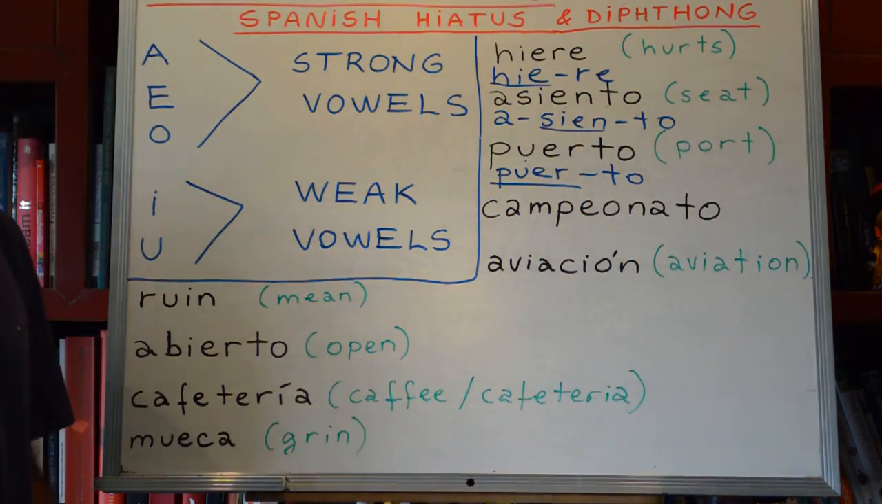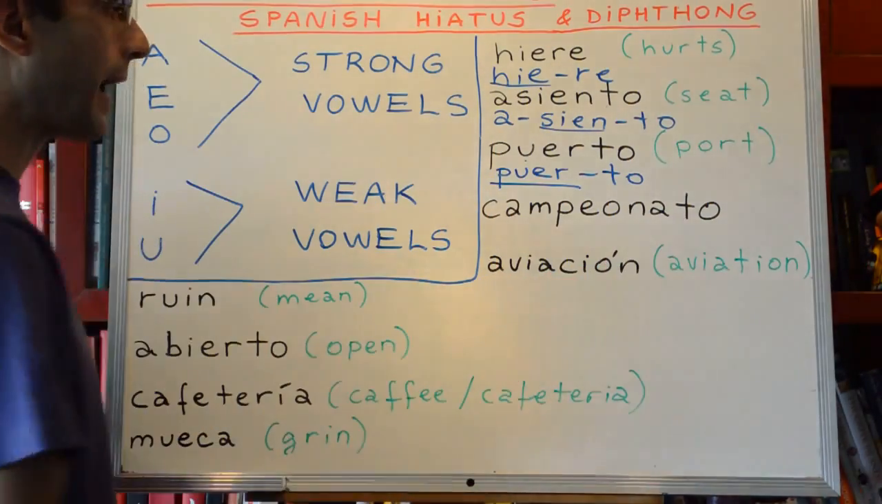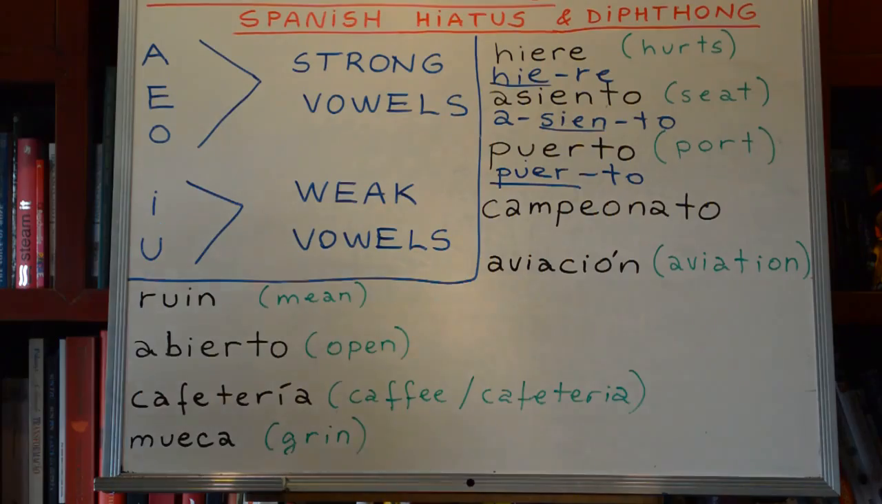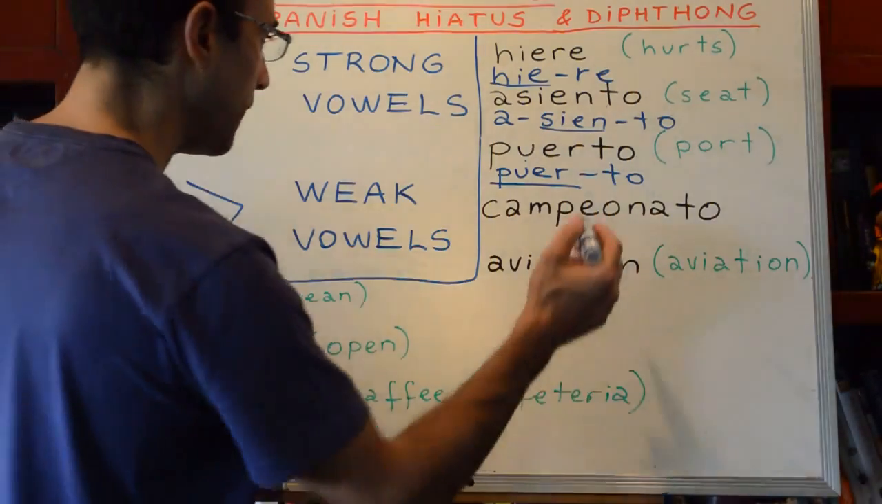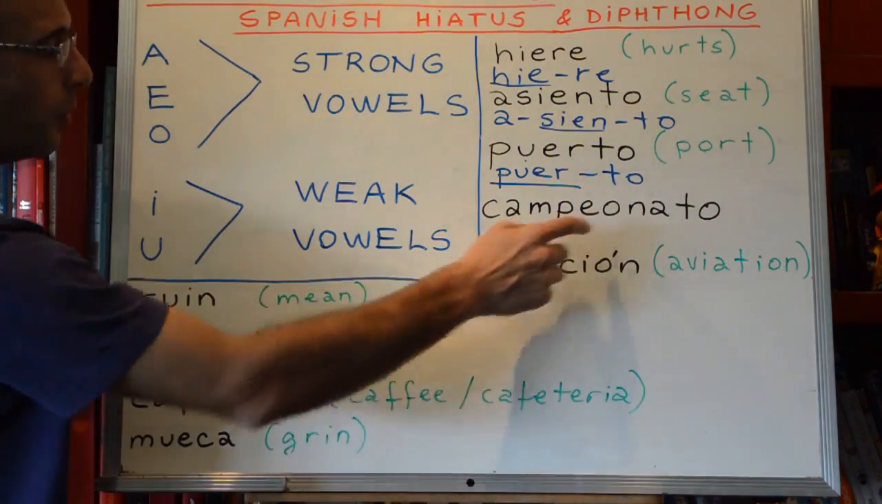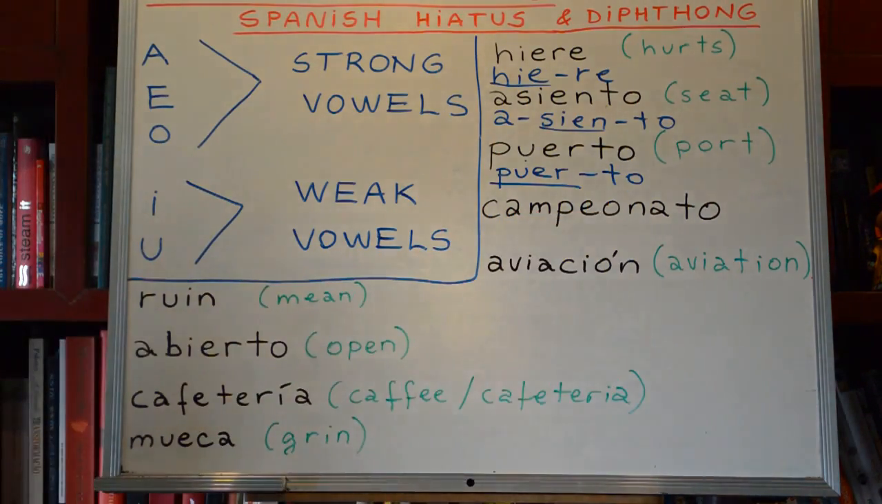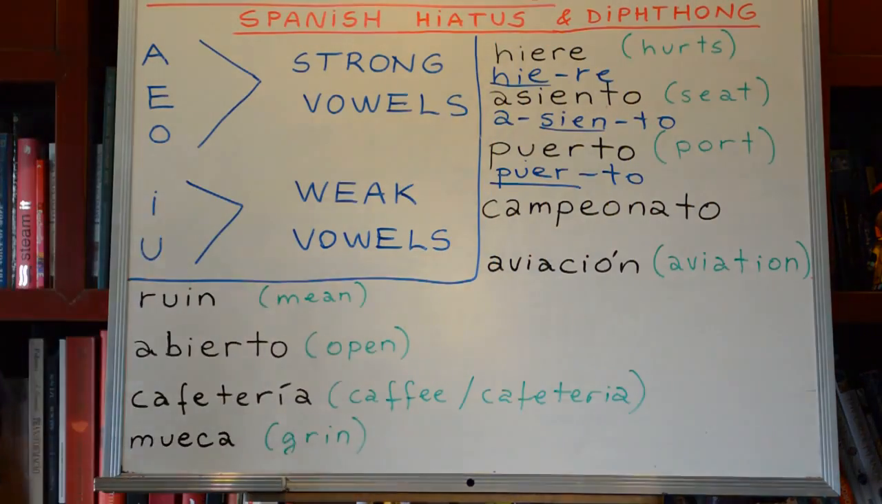The Spanish word for championship is campeonato. Campeonato. Where are the two vowels together? E and O. E and O, two vowels together in the same word. Let's find out if it is a diphthong or a hiatus.